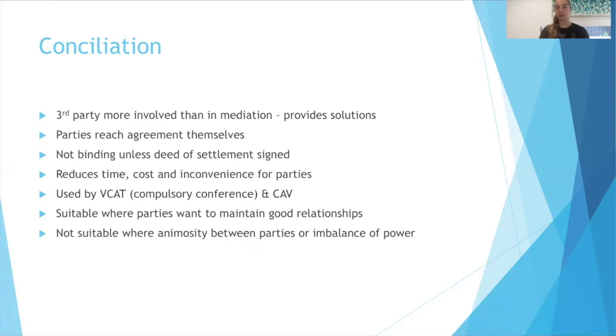Conciliation is used primarily by CAV and also through VCAT through compulsory conference in order to allow parties to reach an agreement themselves prior to that final hearing. Similar to mediation, it's suitable where parties want to maintain good relationships and have some guidance from a conciliator, however not suitable where there is animosity between parties or an imbalance of power.